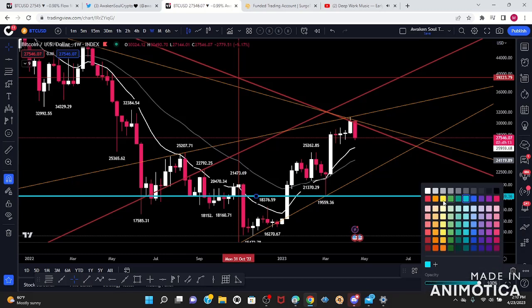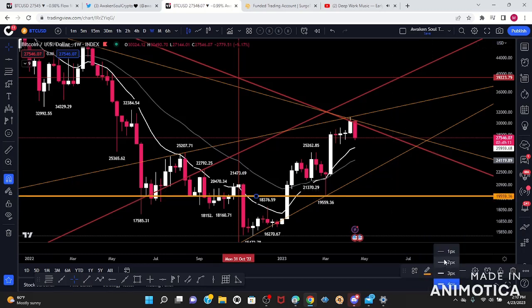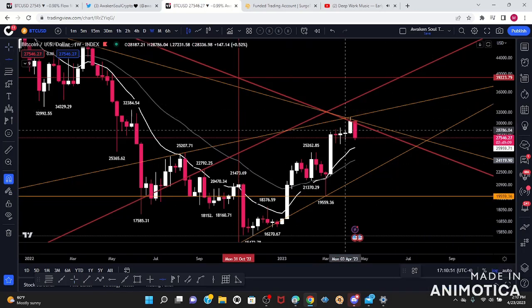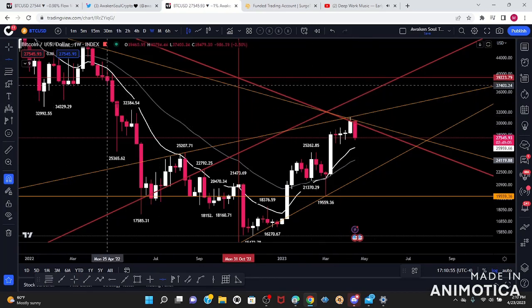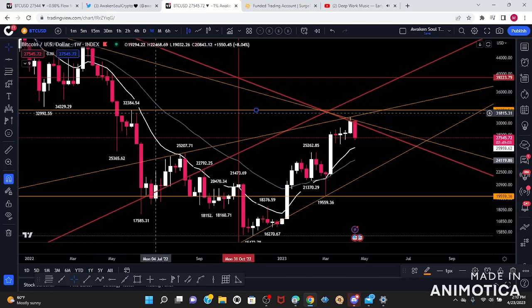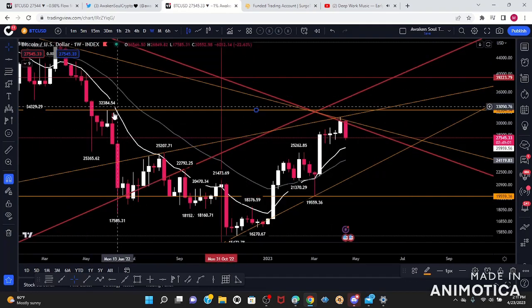and weeklies are orange. And my support, I'm just going to go with maybe this high over here, right? Just because it's marking it. The pivot highs is helping me mark.